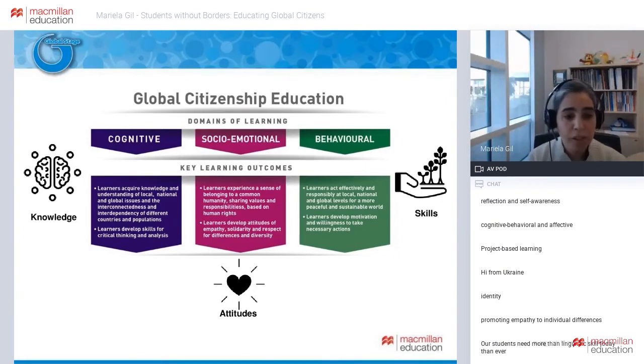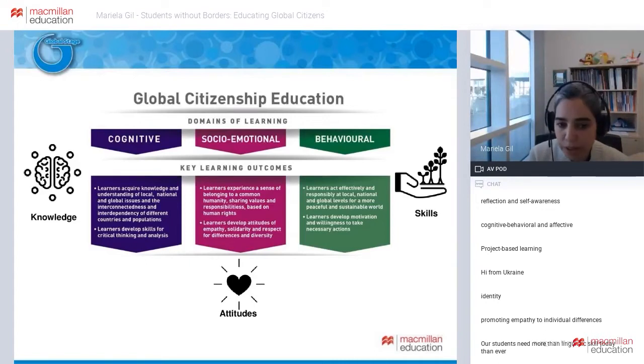So an example we have on screen here: learners acquire knowledge and understanding of local, national, and global issues. So this is learners understanding how we are connected. And then also understanding how to think about these things critically, how to apply critical thinking skills to what they're learning. Then there's the attitudes, the heart part of it. And that's where you understand that we all belong to a common humanity, that we share a lot of the same things, however different we may seem. And then there's putting that into action.